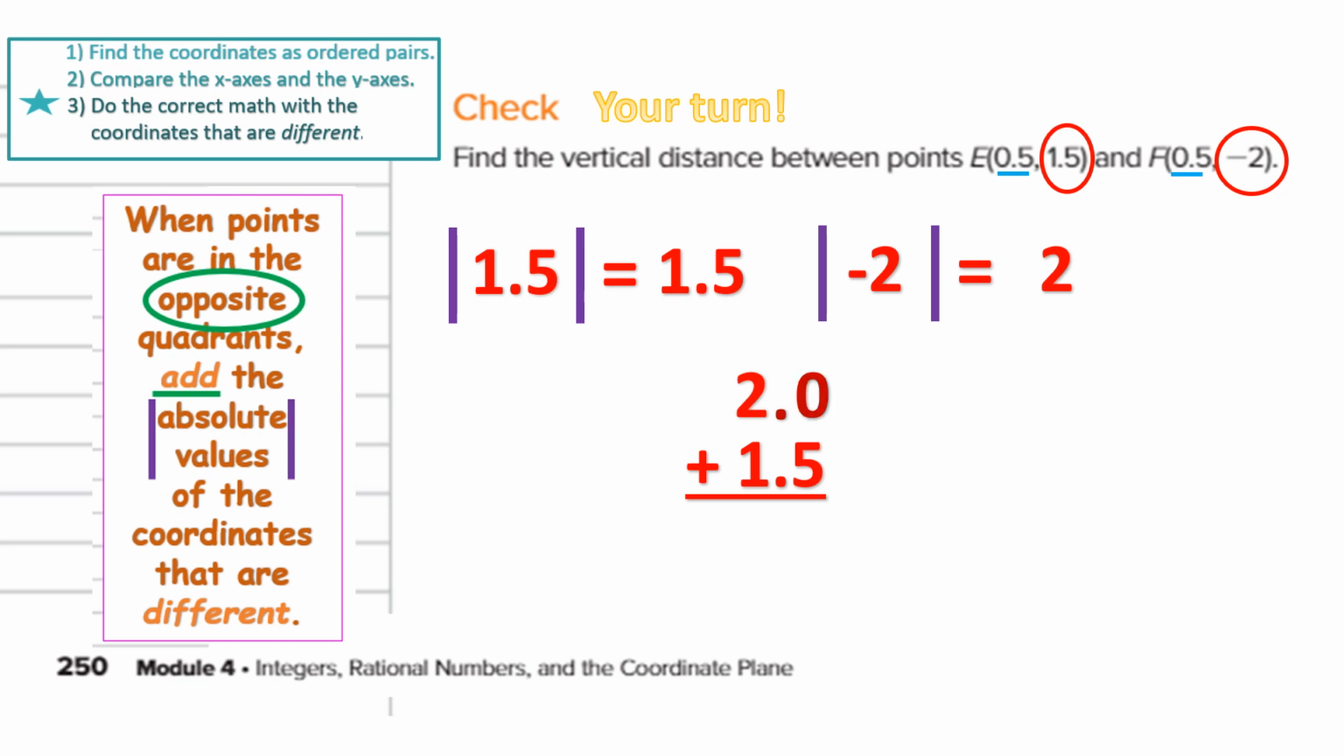Once again, we're reviewing back from lesson 3.3 A and B, I think, so that we know how to work with decimals. Bring my decimal down, and 0 plus 5 is 5, 2 plus 1 is 3. So we figure out that the distance between E and F is a positive 3.5 units.